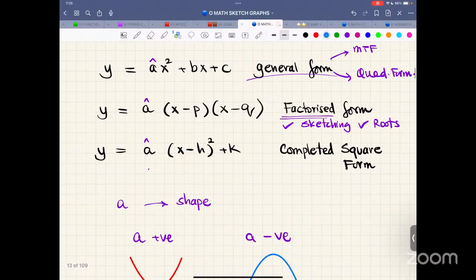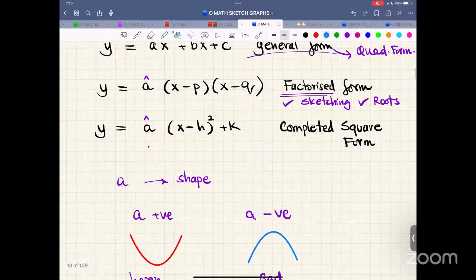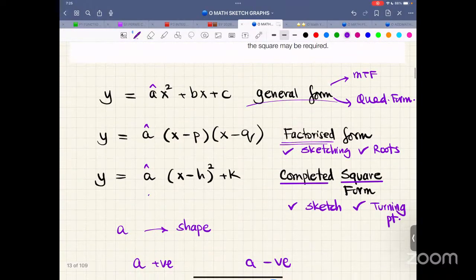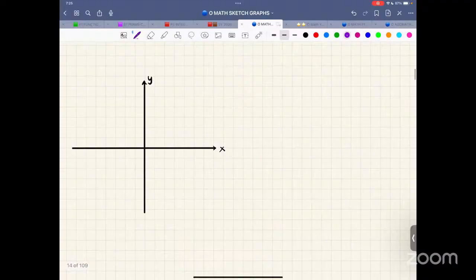So A tells you the shape. A is the same all over. So sketch and roots, yes, these are the two things. Completed square form, what are we interested in? Again, that is from the perspective of sketch and from the perspective of turning point. So that is what we use it for. Now, if I talk about the basic graph, let me draw this thing, a quadratic like this.